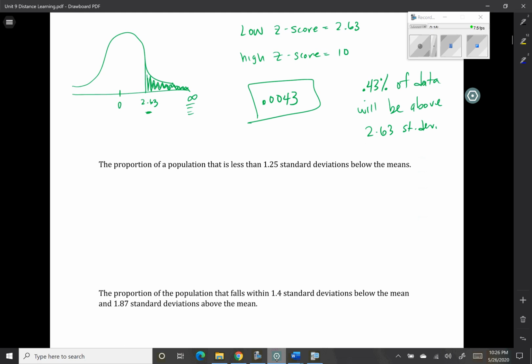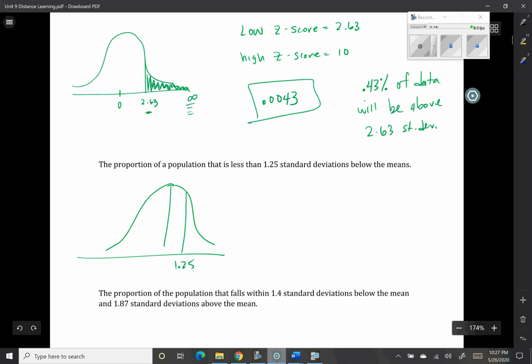Now let's try another one. So it says the proportion of a population that is less than 1.25 standard deviations below the mean. So if we take our bell curve, we put 1.25. 1.25 is going to be on the right side of 0. And I want to say below. So I want to color in or shade in this whole area below, going all the way down to -10.